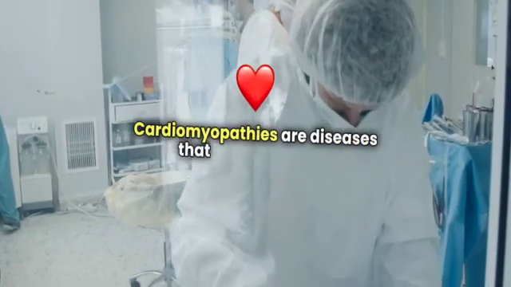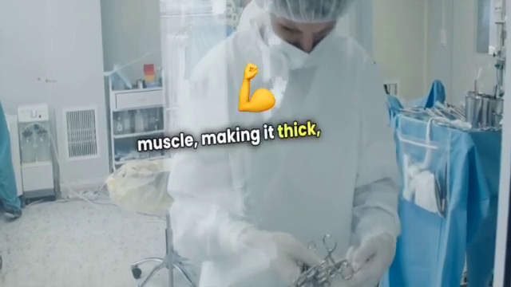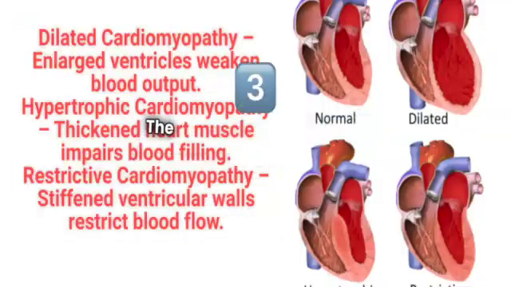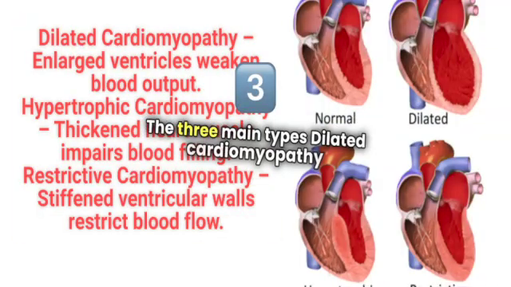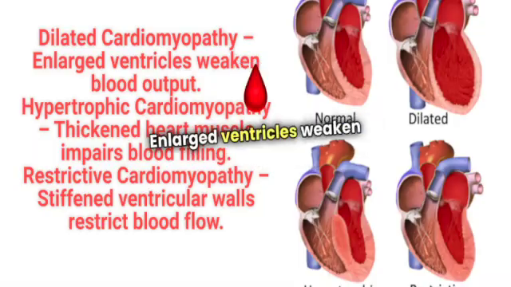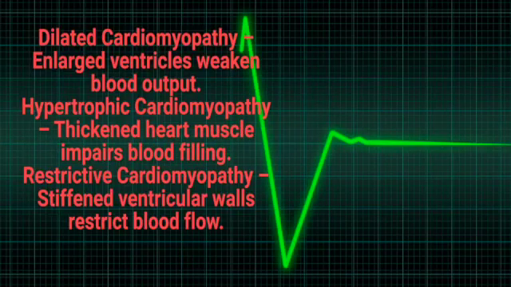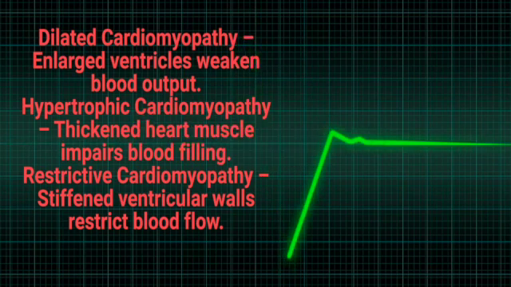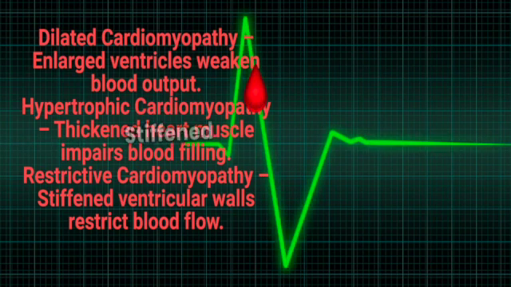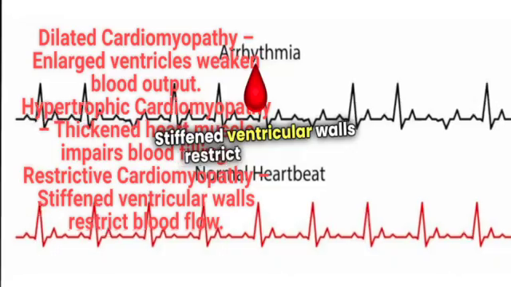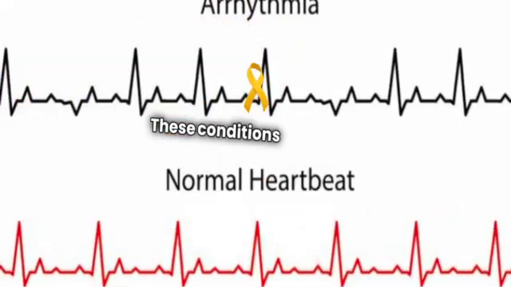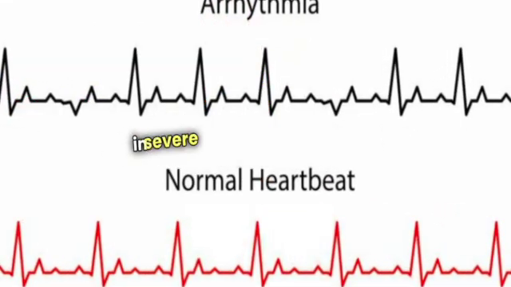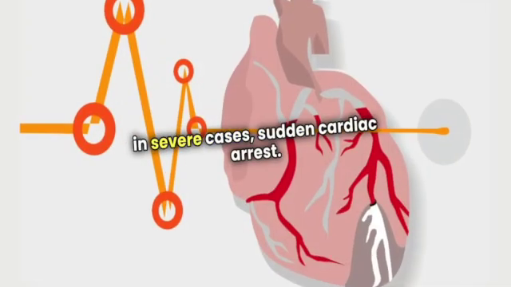Cardiomyopathies are diseases that affect the heart muscle, making it thick, stiff, or weak. The three main types are: dilated cardiomyopathy, enlarged ventricles weaken blood output. Hypertrophic cardiomyopathy, thickened heart muscle impairs blood filling. Restrictive cardiomyopathy, stiffened ventricular walls restrict blood flow. These conditions can cause arrhythmias and, in severe cases, sudden cardiac arrest.